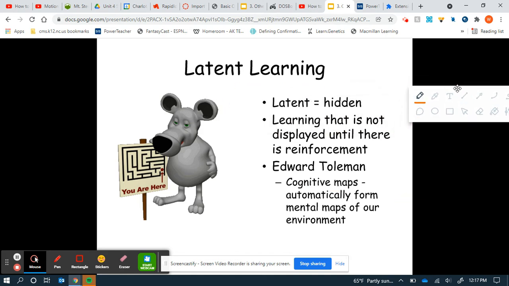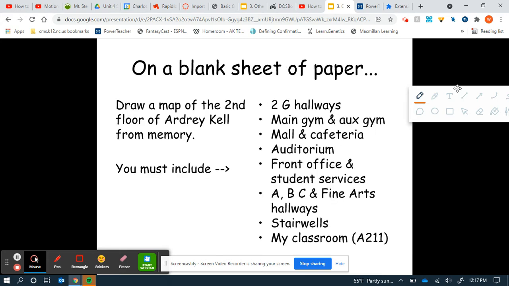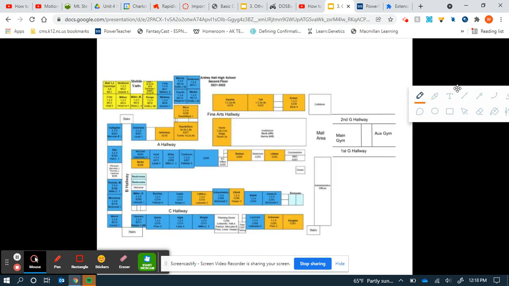And just in case anybody wanted to check and see, here is the map of Ardrey-Kell. So you could check your map against this map and see how good you were at drawing the layout of Ardrey-Kell. Even most people that I saw who weren't sure about themselves were able to do it relatively well. All right, so that's the reward, that the knowledge of it doesn't come out until there is really a reason for it.